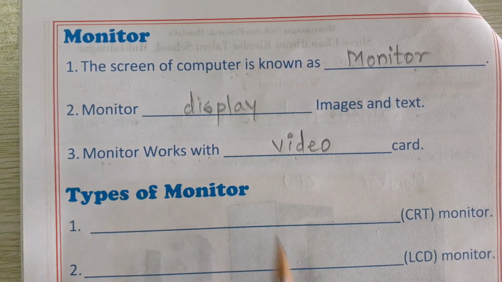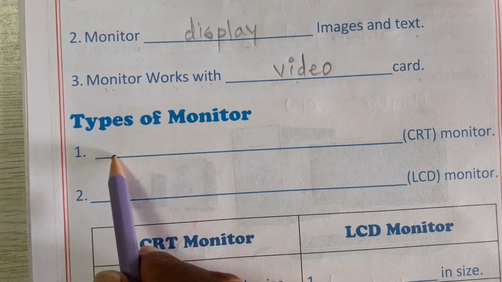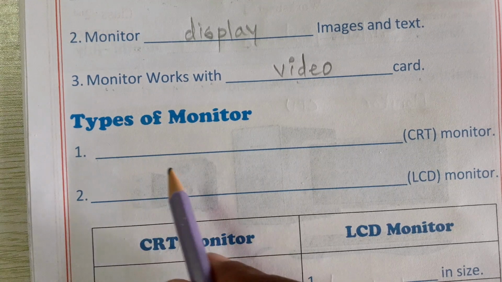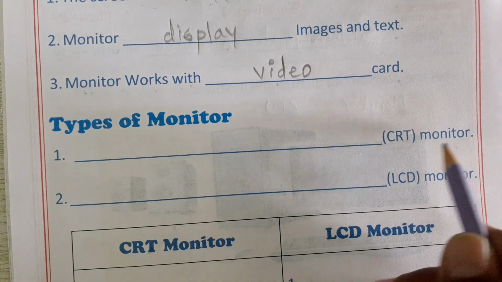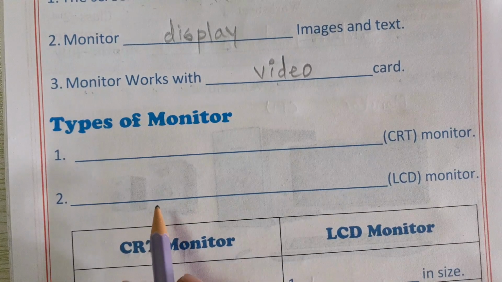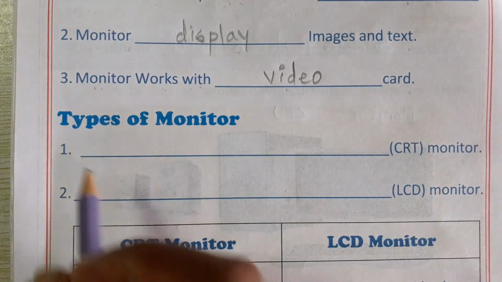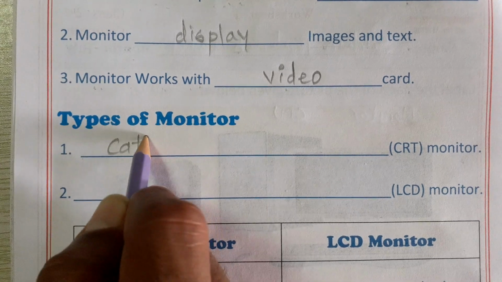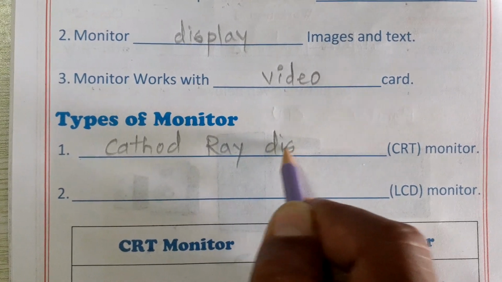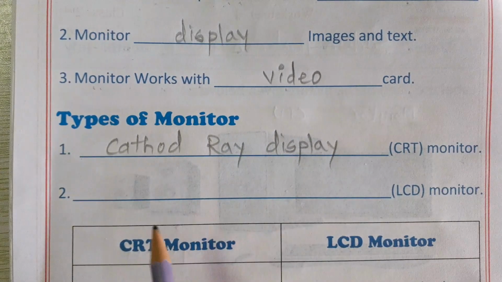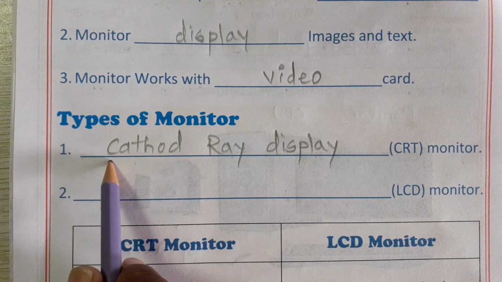Types of monitor. See. Which are the types of monitors? First type is CRT monitor. What is CRT called? CRT means Cathode Ray Display. First type is Cathode Ray Display, means CRT.